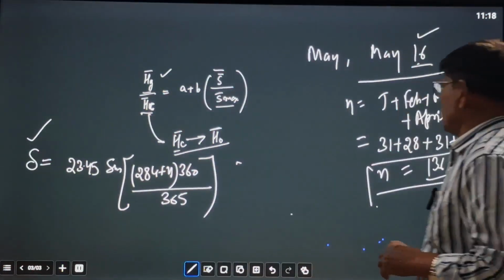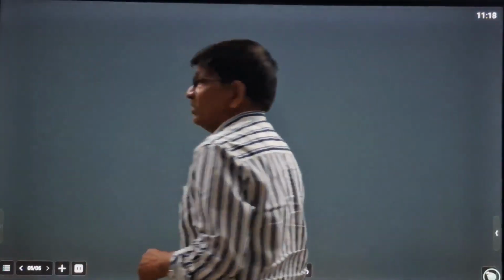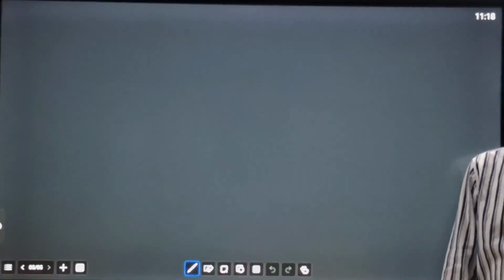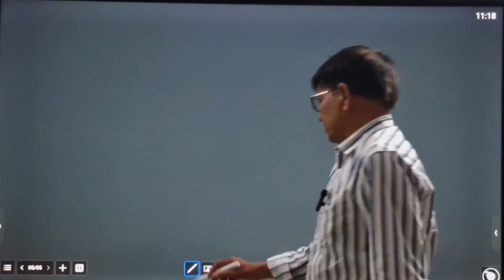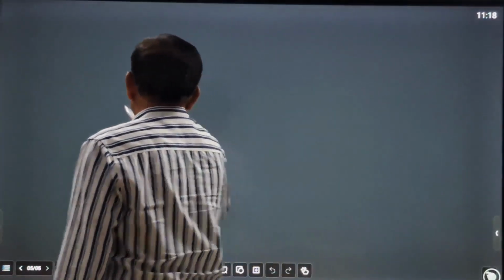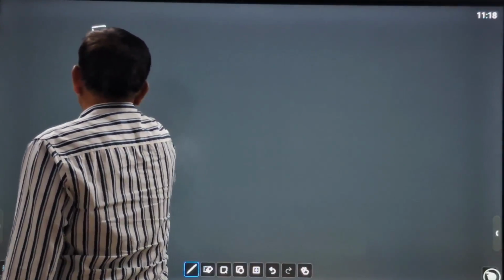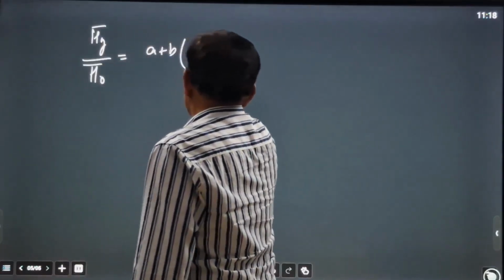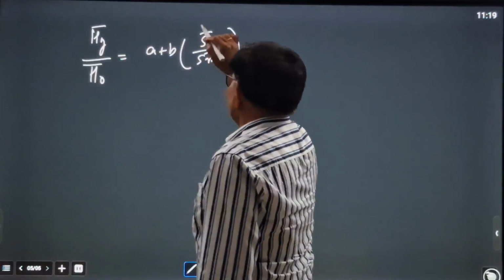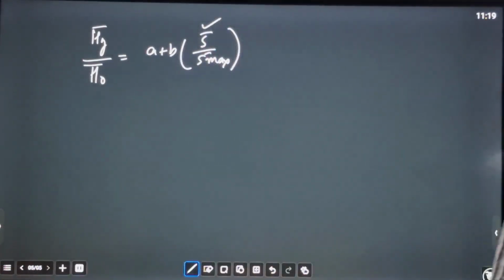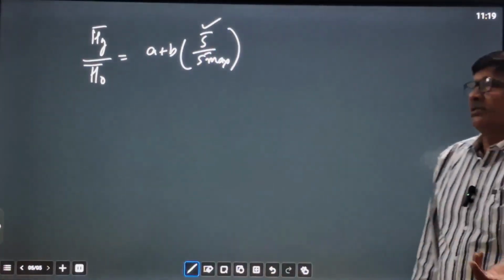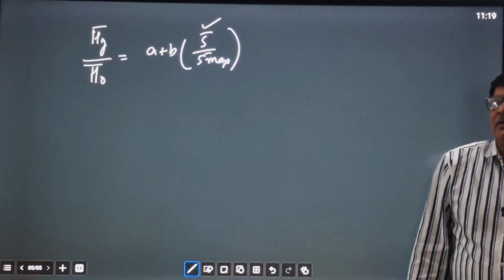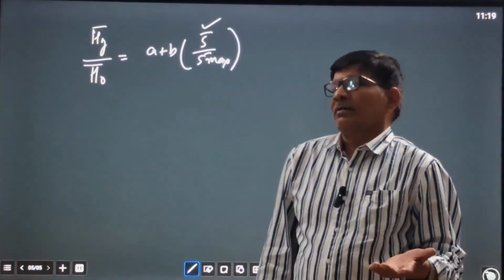Now we see how to find out Hg, meaning global average irradiance falling on the Earth's surface at a point of observation that we want to calculate. So here the equation is Hg upon Ho equal to a plus b times S bar upon S maximum. Generally S bar is given, because daily, on that day, for 16th May, you can calculate the total irradiance by using a sunshine measuring instrument.